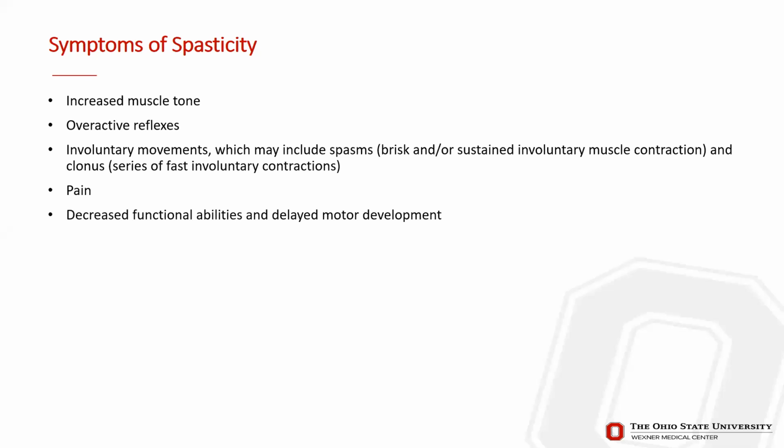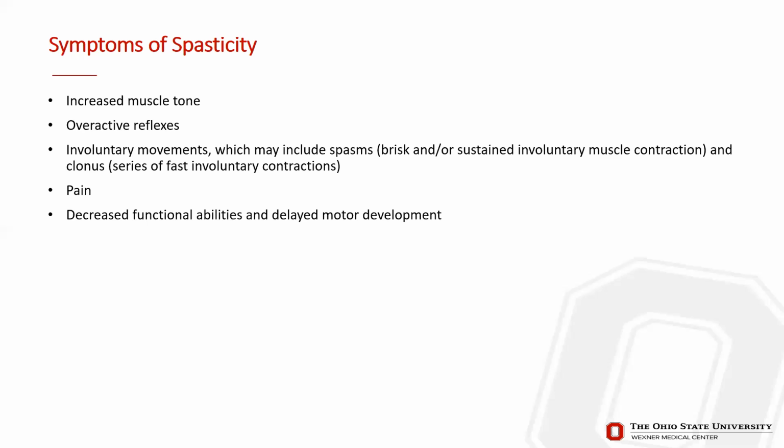So decreased functional abilities and delayed motor development. When we talk about delayed motor development, we talk about our children with neuromuscular disorders like cerebral palsy. But when we talk about decreased functional abilities, it's any of our patients with a neurological etiology that can cause spasticity. So patients with brain injuries, traumatic and non-traumatic, strokes, spinal cord injuries, multiple sclerosis, and other hereditary neuromuscular diseases like hereditary spastic paraplegia.